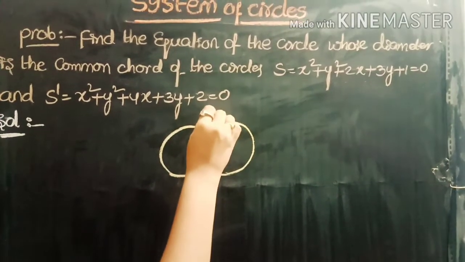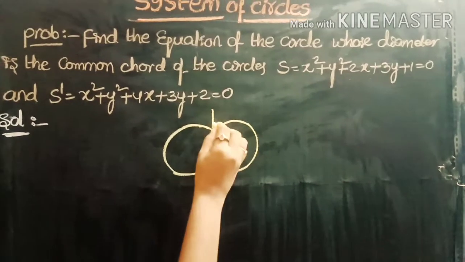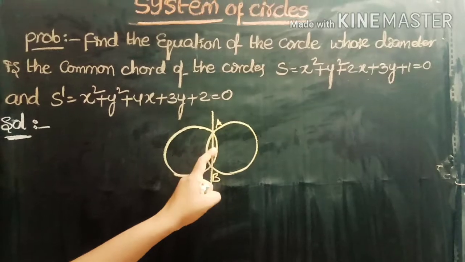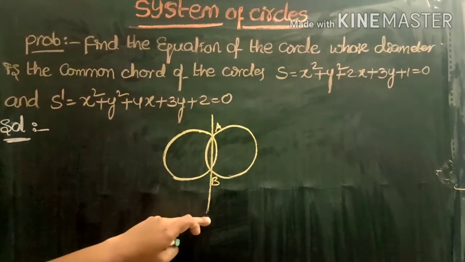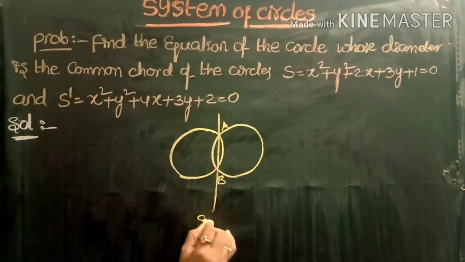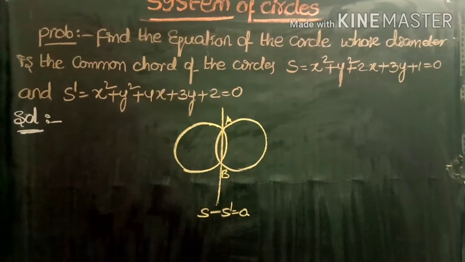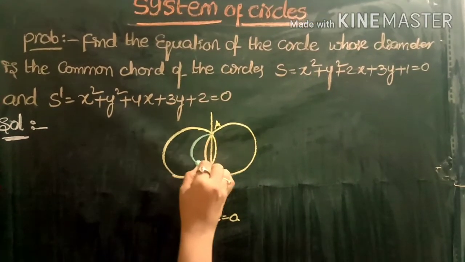Now first I take the common chord of the two circles. This is the common chord of the circles. Now the two circles intersect at the points A, B, and the circle and the chord also intersect at A, B. Now these are the given circles. This is the common chord of the two circles. What is the common chord equation? The equation of the common chord is S − S' = 0. And we find the equation of the circle whose diameter is the common chord of the two circles. So now we want to find the equation of the circle. This is the circle.